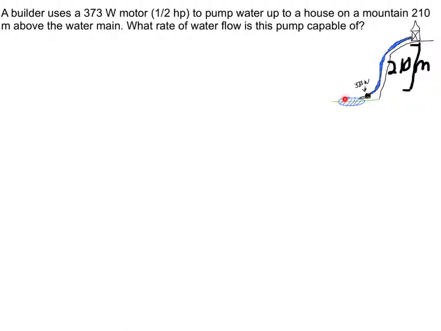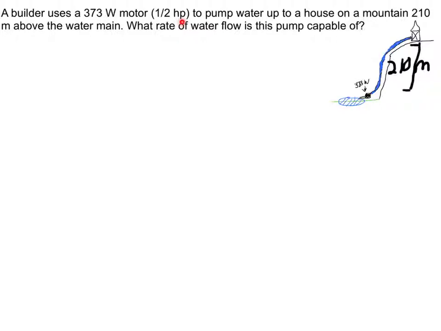Now, the builder wants to use a not too large motor, a 373 watt motor. That's about half a horsepower. Once again, you'd want to choose the smallest motor you could. The reason for that is the motor uses up electricity, and it's going to be running all the time, since the house is going to need water all the time. If you choose a big honking motor, yes, it can push a lot of water really fast, but that's not the idea. You want to conserve as much power as you can so whoever lives in this house doesn't have some ridiculous power bill.